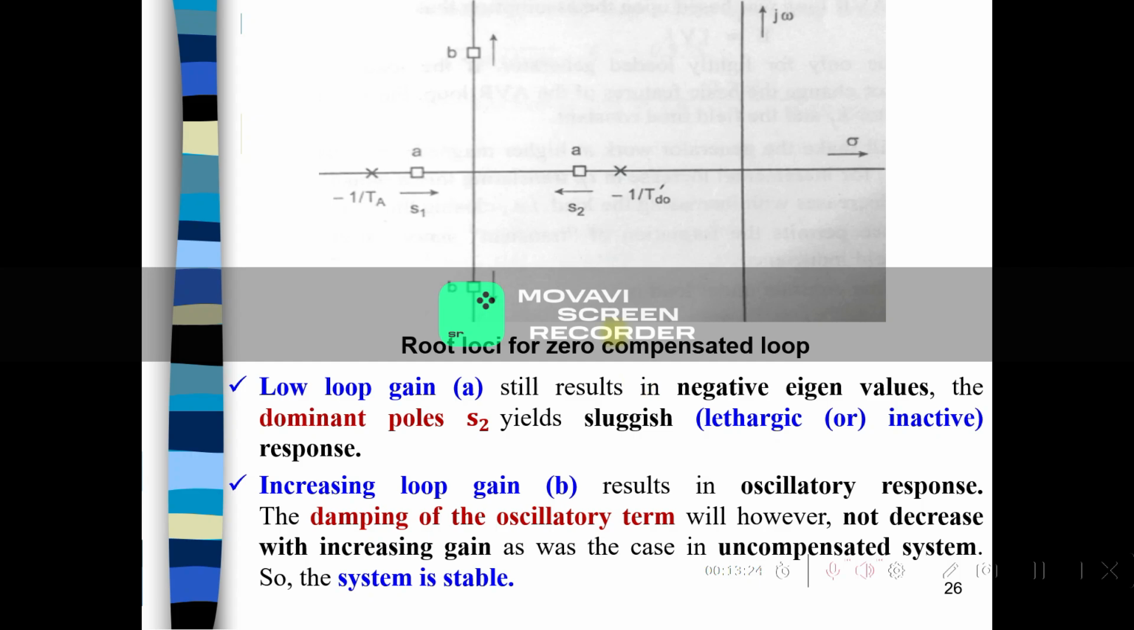So these are all the derivations regarding the dynamic analysis of controlled cases. This is the root locus for the zero compensated loop, at low level loop gain and increasing loop gain.